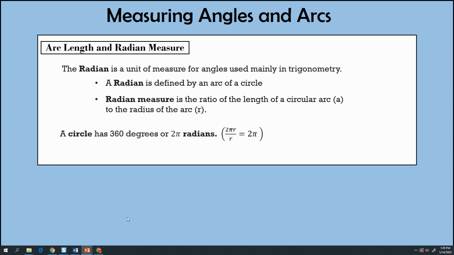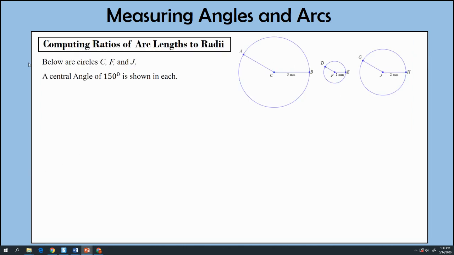Now, the first example I'm going to take you through really is showing you the whole concept of radians and how it relates to the different size circles and how it's found. Okay, so this is our first example here. They give us these circles, circle C, circle F, and circle J. And they're telling us that the central angle in each of these is 150 degrees. Now notice they all have different radii. So this first circle C has a radius of 3, circle F has a radius of 1, and circle J has a radius of 2.